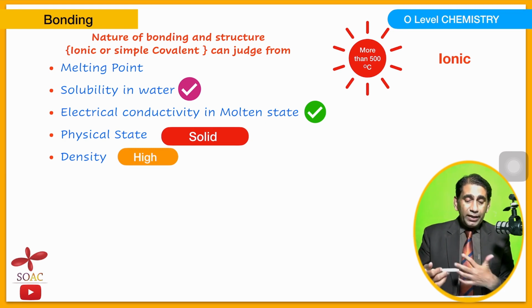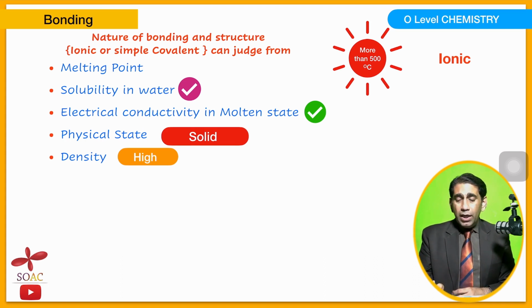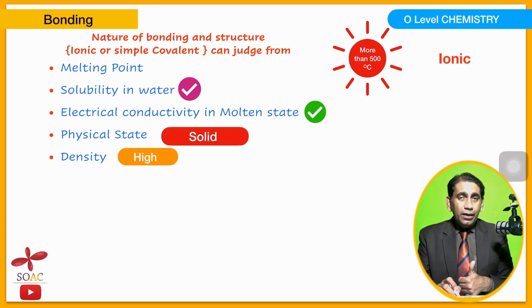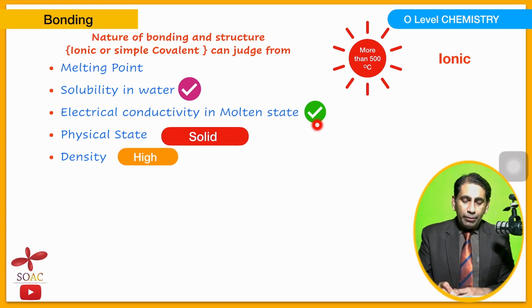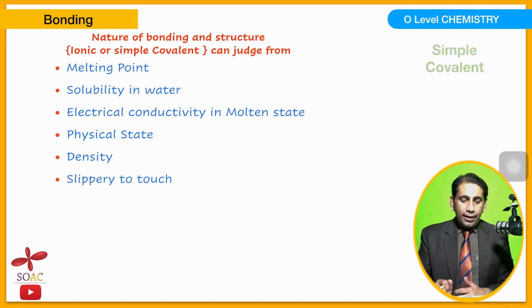Once again, I'm going to repeat this point. To predict the nature of a compound, if it is an ionic compound, its melting point will be higher than 500 degrees Celsius. It will be soluble in water. Moreover, it will definitely be a good conductor of electric current in its molten state. Its physical state will be solid and its density will be high.